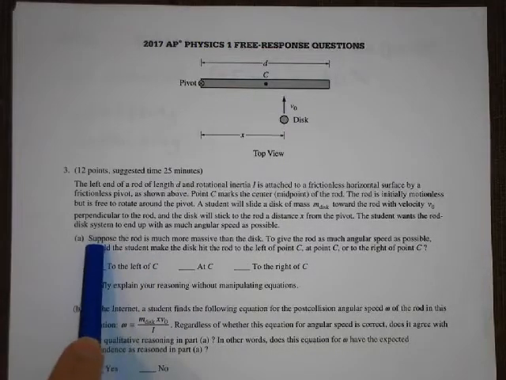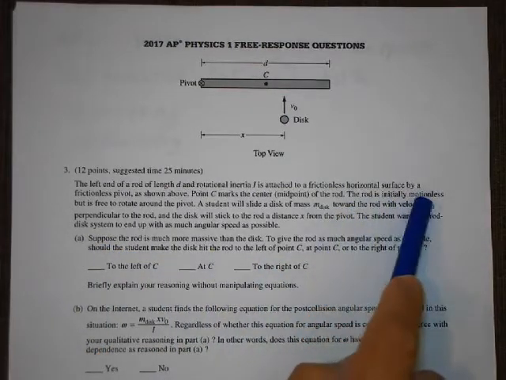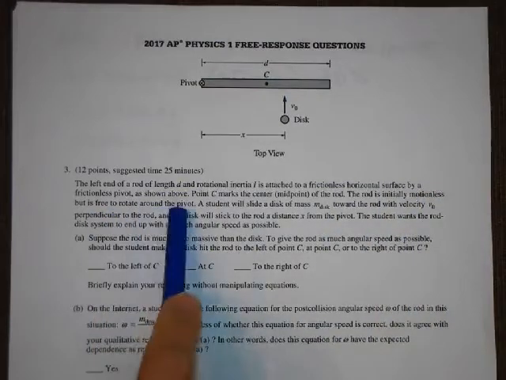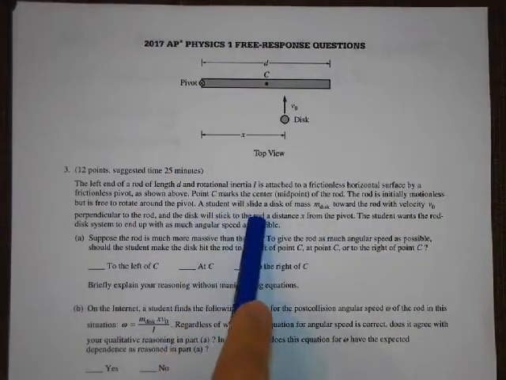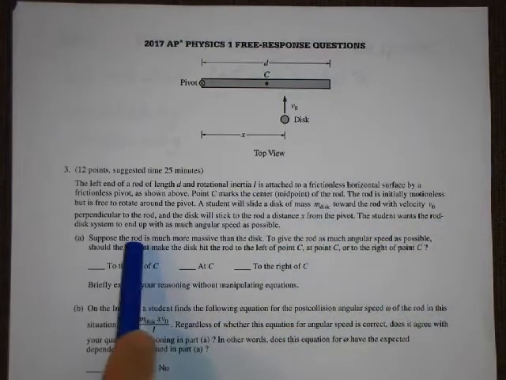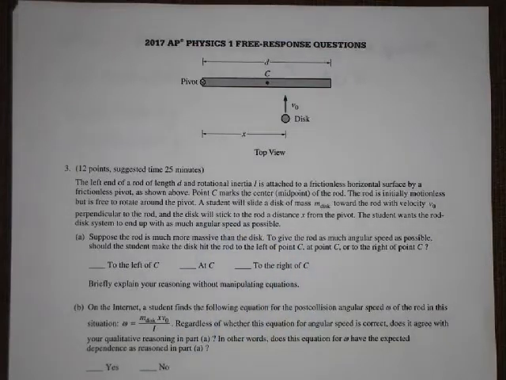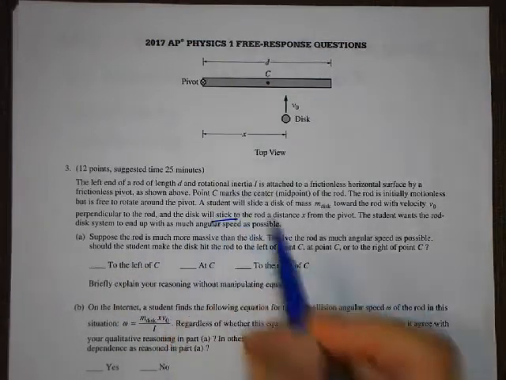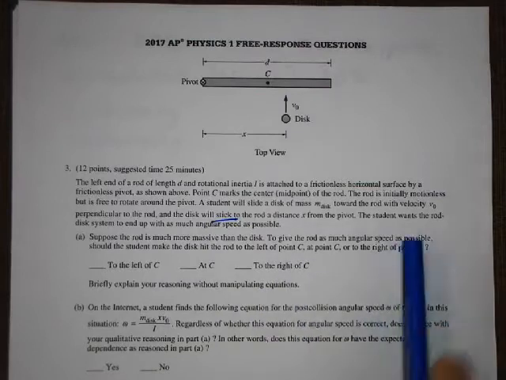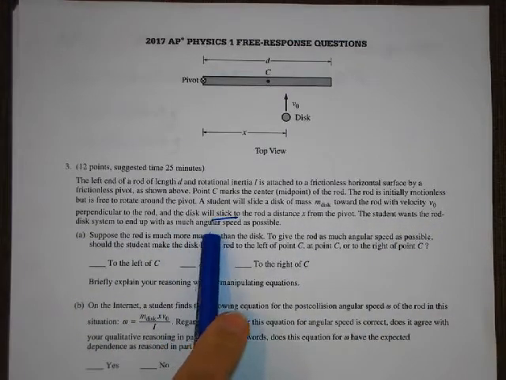So it says, suppose that the rod is initially motionless but is free to rotate, and they show you the pivot point. A student will slide a disc of mass M toward the rod with a velocity perpendicular to the rod. The disc will stick to the rod. So now you see that there's going to be a collision. The student wants the rod-disc system to end up with as much angular speed as possible.